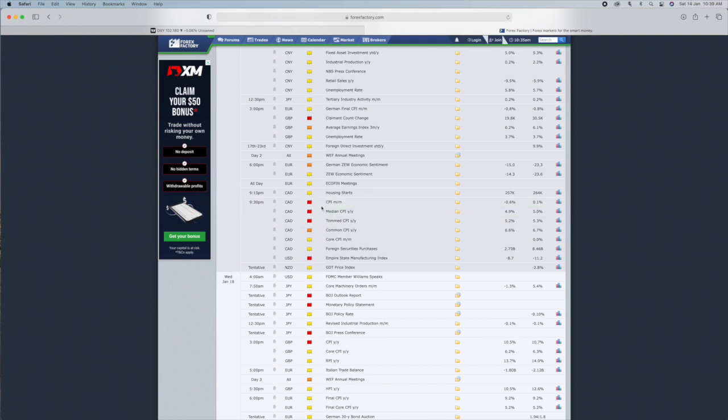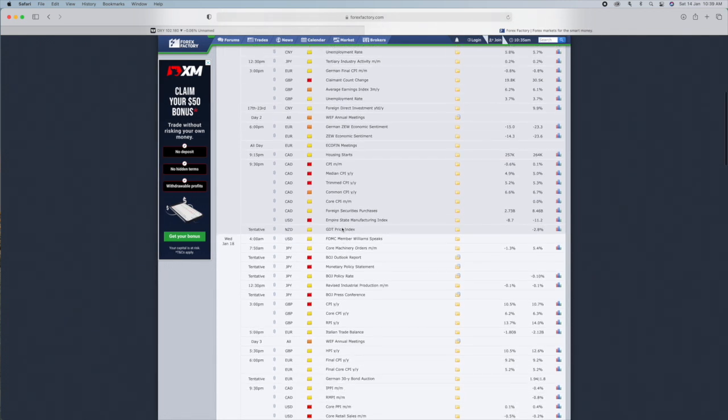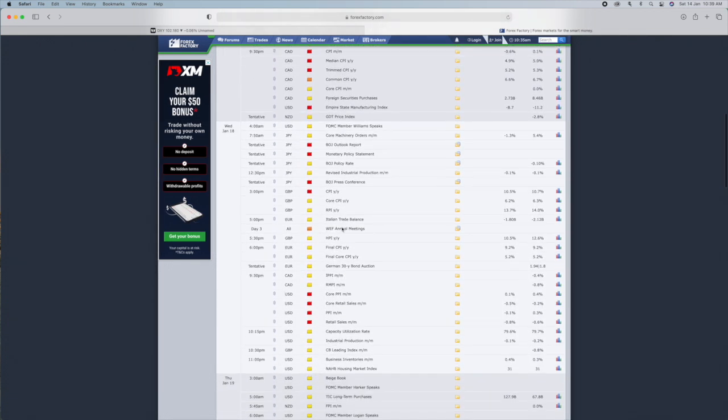For CAD CPI, they're expecting the month on month to go down to minus 0.6% from 0.1%. So it's a huge move. I think if it comes as the expectation, you can see CAD falling, becoming weaker. And then the USD Empire State Manufacturing Index. They're expecting a little gain here. When we go to the chart, I'll explain how it is.